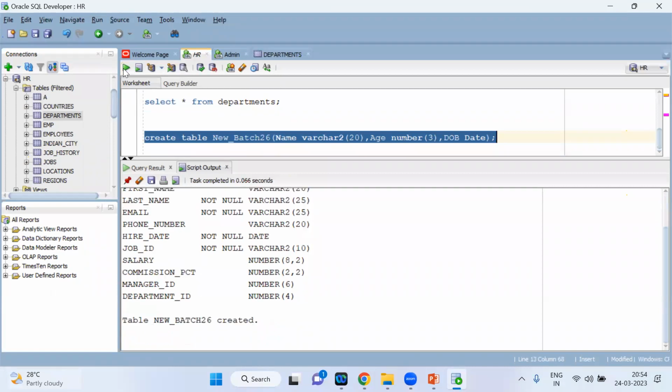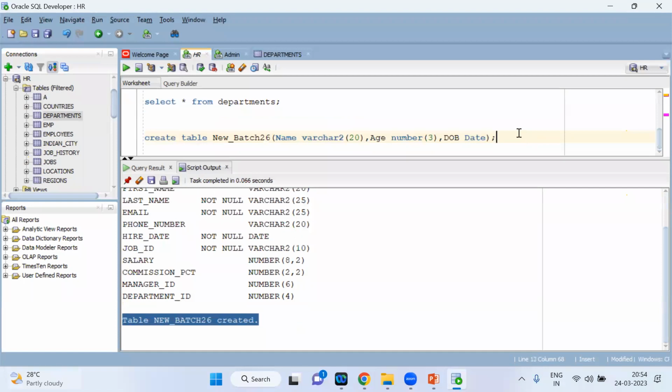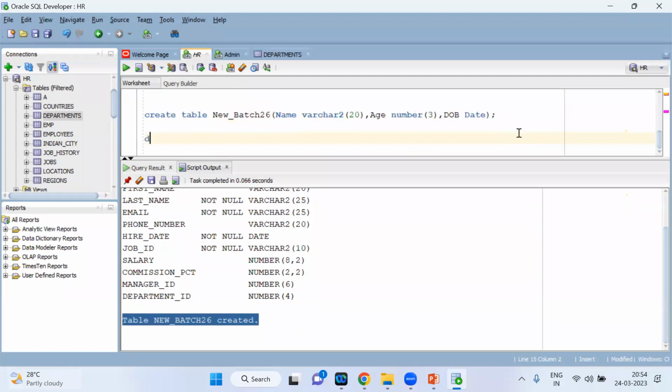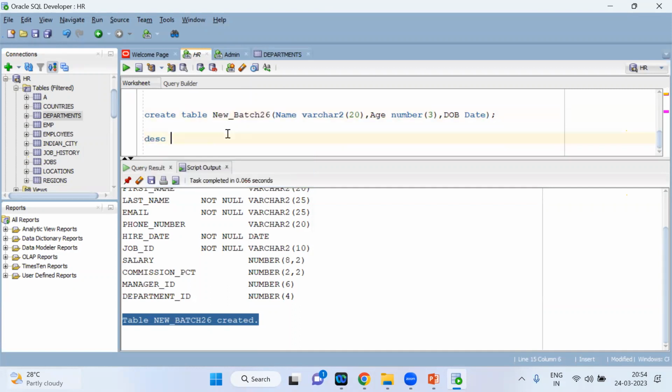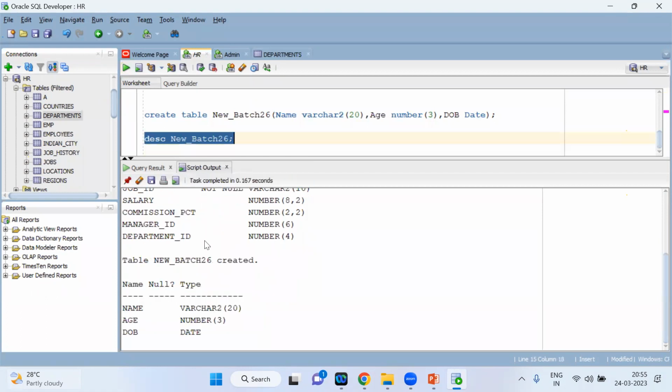Now see, the table batch 26 is created. Now you can check whatever data types you have assigned. This part we are going to discuss tomorrow, but I'm going to show you this so that you can identify your data types. DESC, you can copy this table name and see whatever data types we have assigned to the columns, we are getting the same thing.